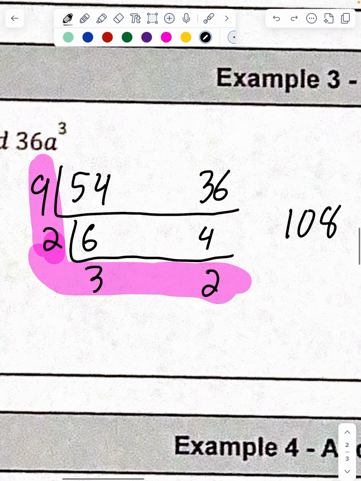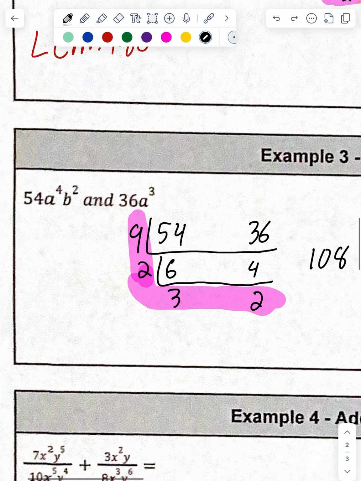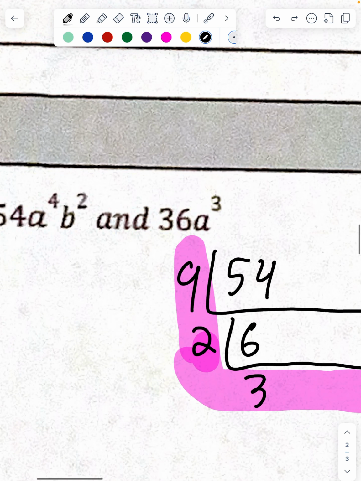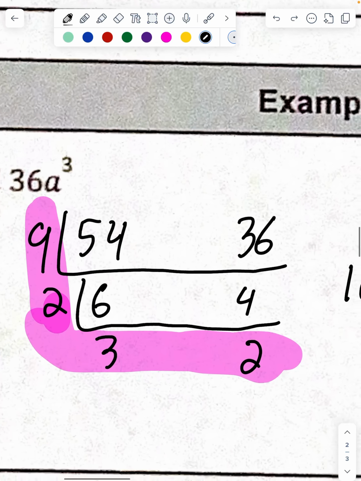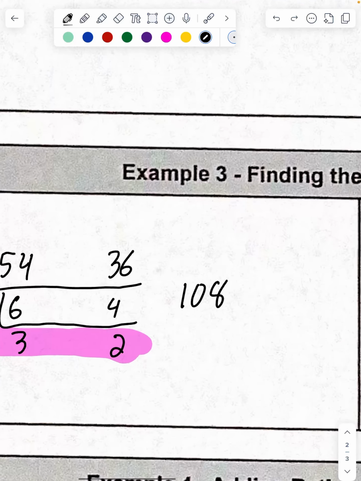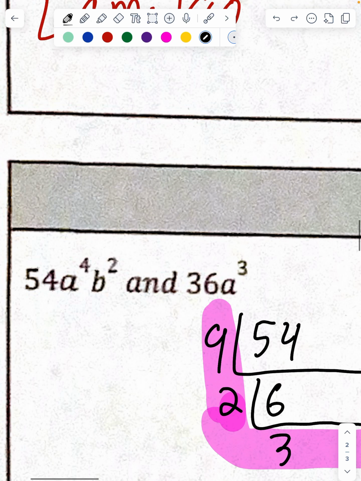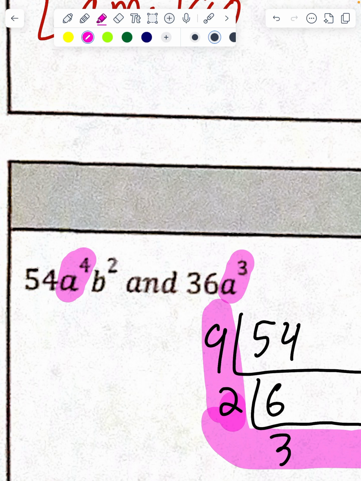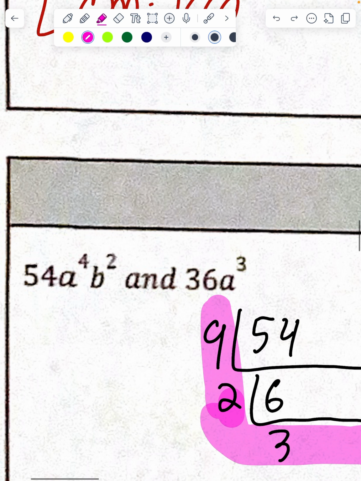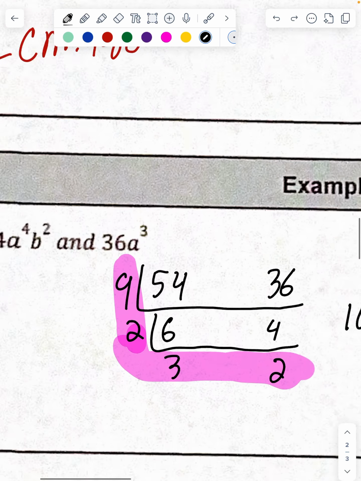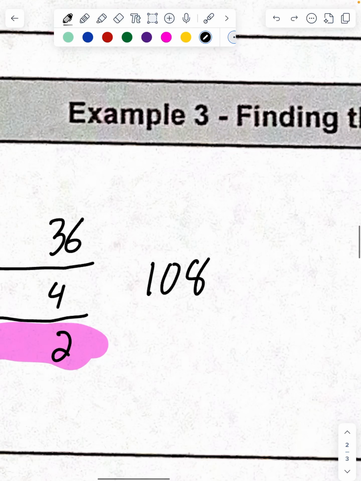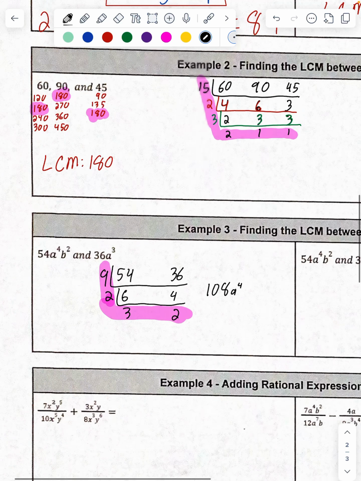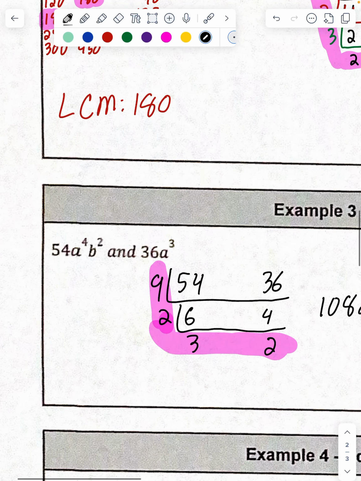For finding LCM, we just take the highest degree of each letter, and we just rewrite it right next to our LCM. So for the highest degree, I have two A's here. One degree is to the fourth, and the other degree is to the third. So the degree I'm going to use is to the fourth, so that's going to be A to the fourth. And then we have B to the second. We only have one B to the second.